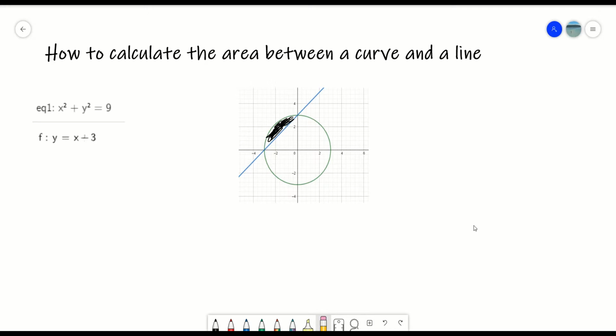But I feel it's very useful, so I have set up this session, because before we learn integral, we never know how to calculate those kinds of area, right? So I give you two examples to solve the area between the intersection of the curve and the line. First example is here.